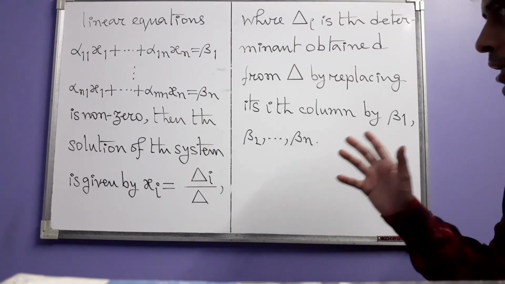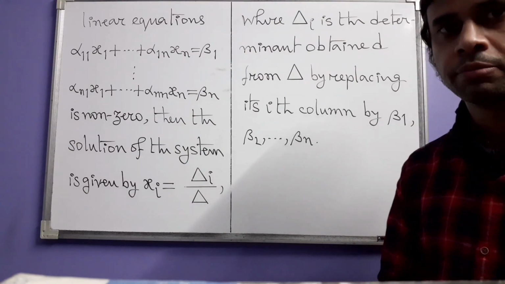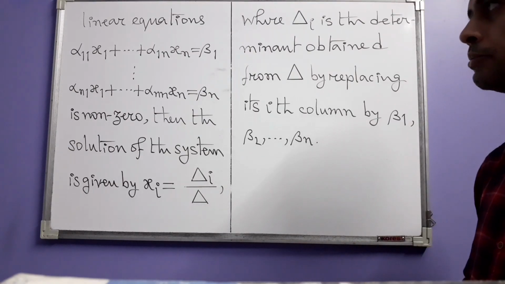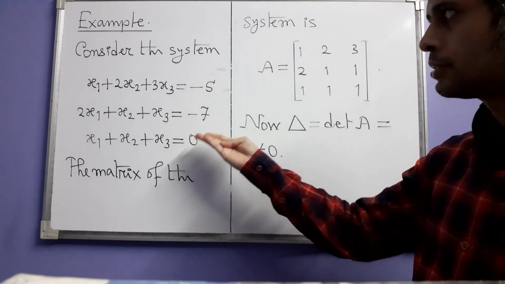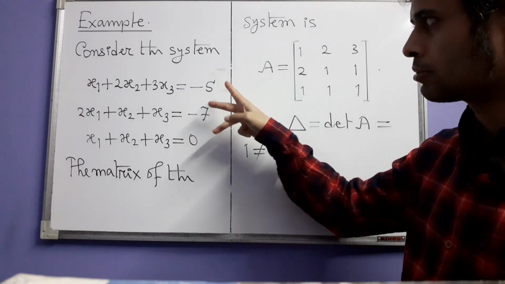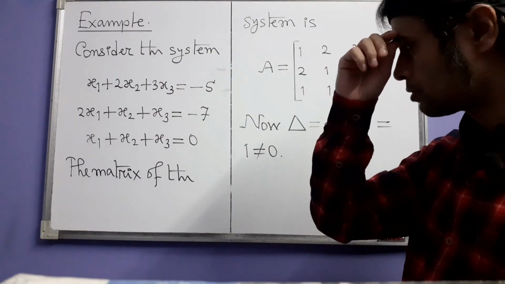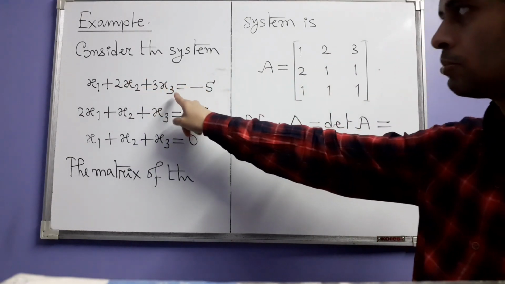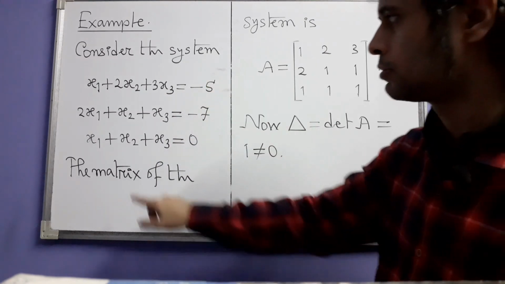Now, in order to understand this entire thing, the best thing to do is to look at an example, and that's what we are going to do now. So as an example, you consider this system of 3 linear equations in 3 unknowns, x1, x2 and x3, and the equations are x1 plus 2x2 plus 3x3 equal to minus 5. So here beta 1 is minus 5.